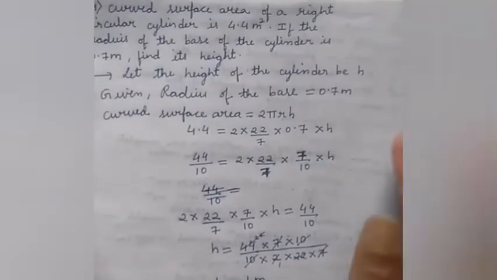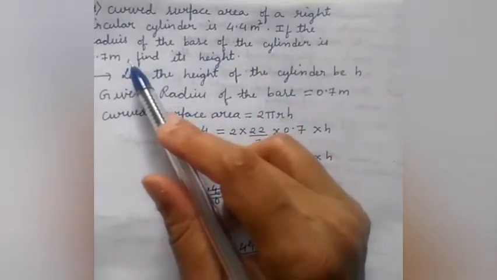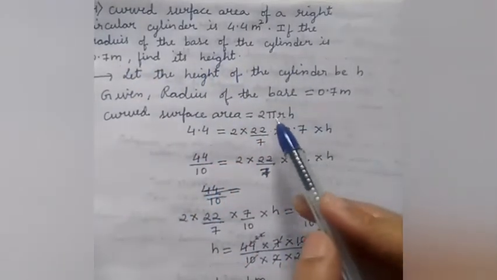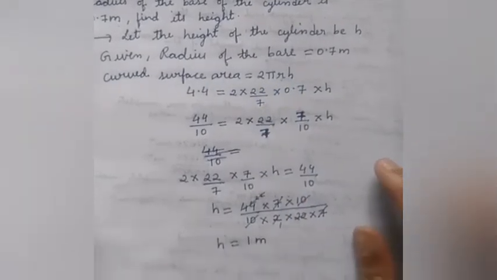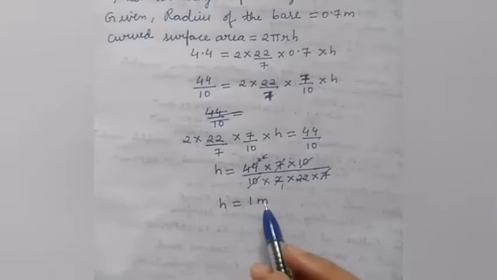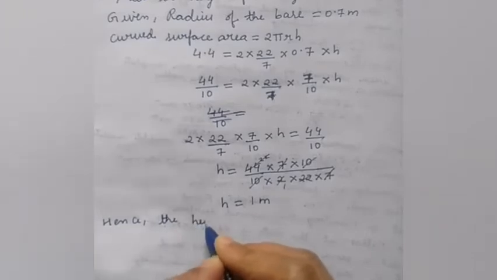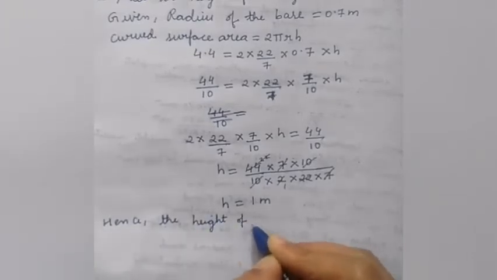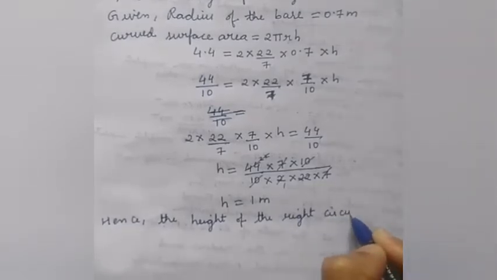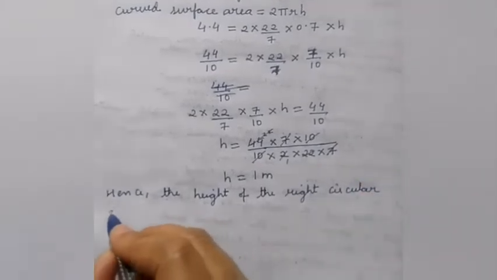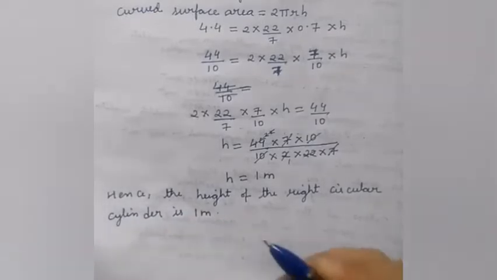So given the curved surface area of the cylinder, and the radius, we have to find the height. We can use the formula of the curved surface area, that is equal to 2 pi rh, and then after simplifying it we get height equal to 1 meter. Hence we can conclude that the height of the right circular cylinder is 1 meter.